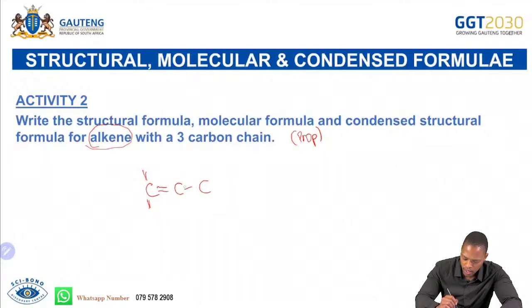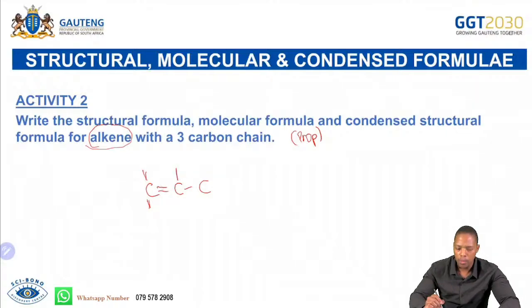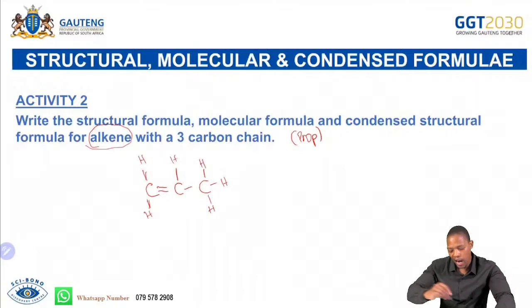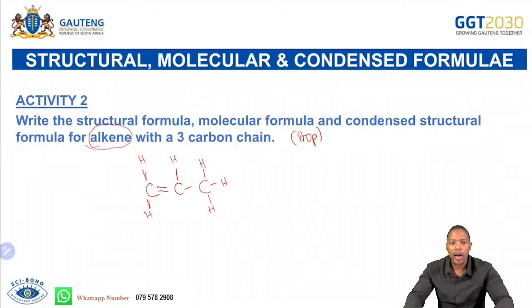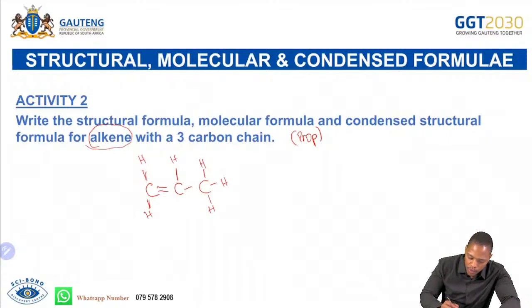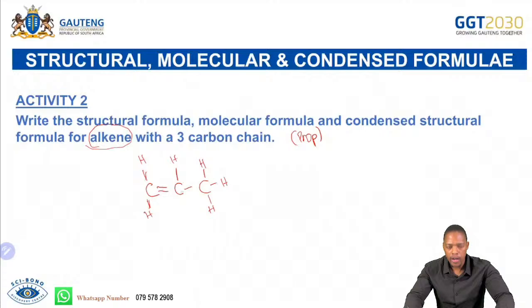What about this one? 1, 2, 3. It already has 3, so you can give it 1 more. What about this one? It only has 1, so it needs 3 more. So it looks like this. We said it's a double bond, and the other atom that can be there in an alkene is only hydrogen. Why? It's a hydrocarbon. It contains hydrogen and carbon atoms only. Very important, that word only. From there, we now want a molecular formula.